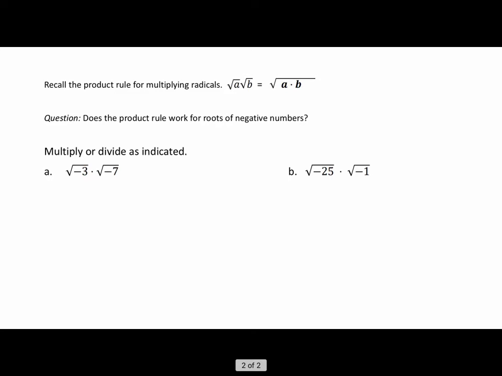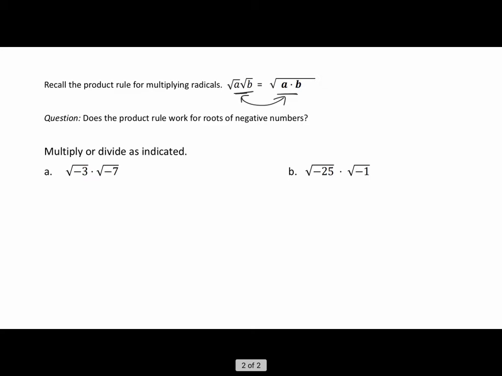Recall that the product rule for multiplying radicals, the square root of a times the square root of b, is the square root of a times b. You can put these factors together under the same radical. You can split them apart. Either way, depending on what we need to do to simplify. The question here, though, is does the product rule work for roots of negative numbers? Maybe this is hard to figure out. So let's see how it looks in an example.